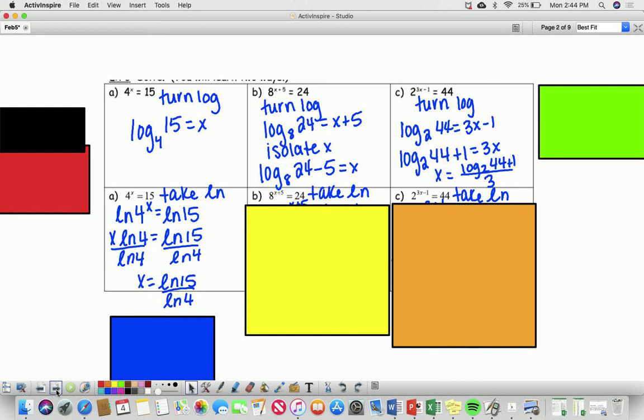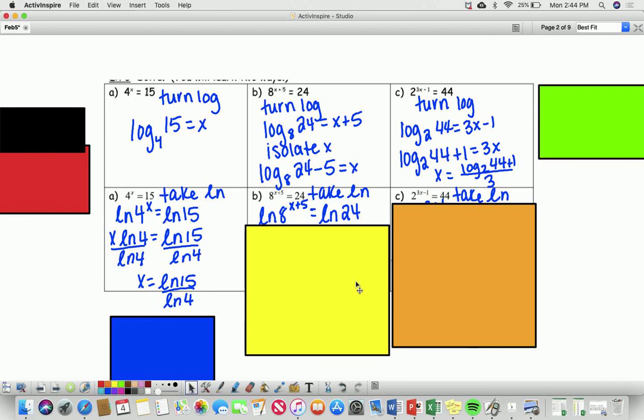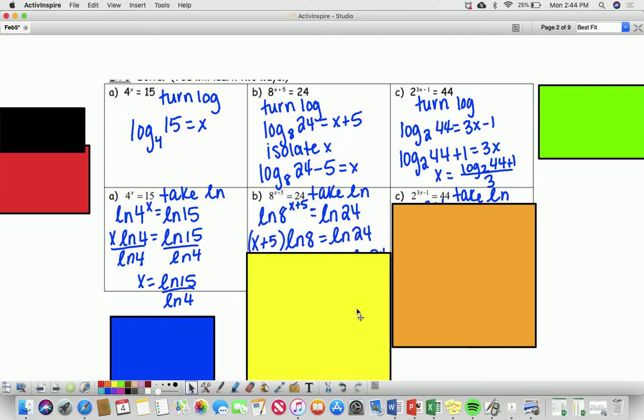So for b, if I wanted to do this and take the ln of both sides, we just natural log both sides, bump out the exponent like we did last time. So now I'm at here. I took this x plus 5, bumped it on out.